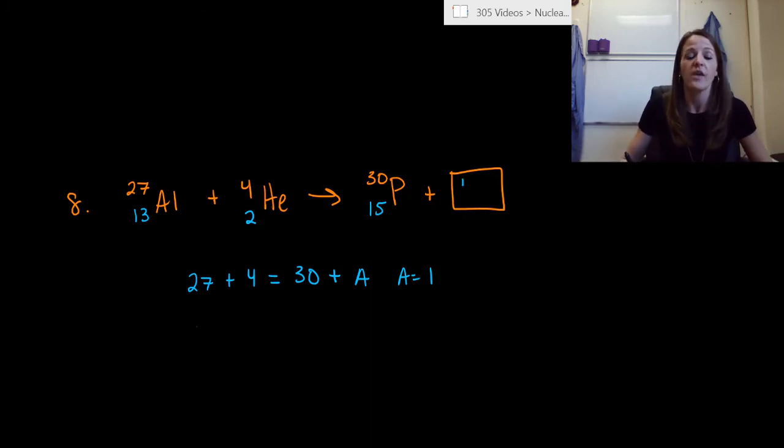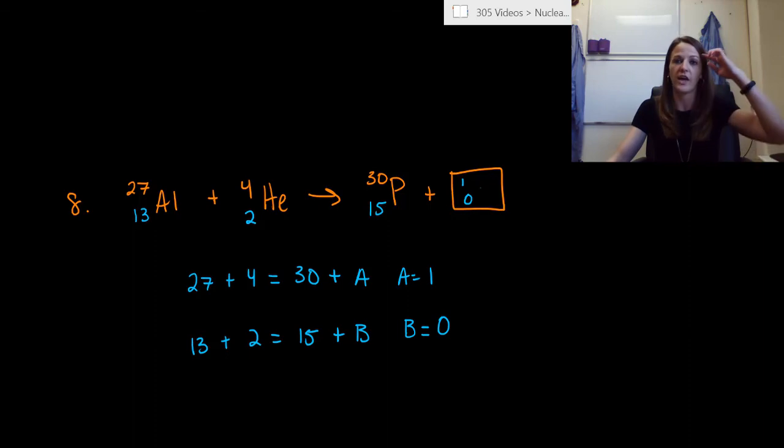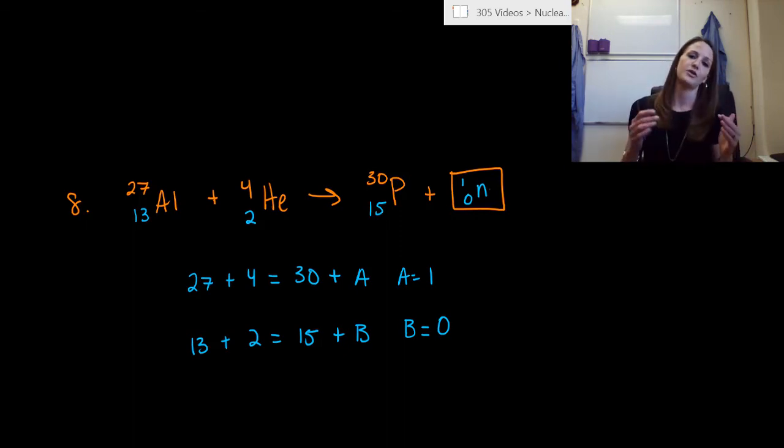All right, second one. For our subscript, or our atomic number, we have 13 plus 2 is equal to 15 plus B. So we're looking for our missing atomic number. So B would be equal to, let's see here, 13 plus 2 is definitely 15, which is equal to 15 on the other side. The only thing B could be equal to is 0. So we have 1, we have 0. Right away you should be thinking, okay, this is one of those particles I need to know, and this is called a neutron. You absolutely need to know what a neutron looks like. It's a 0 with a 1, little n symbol, and that's what a neutron is.